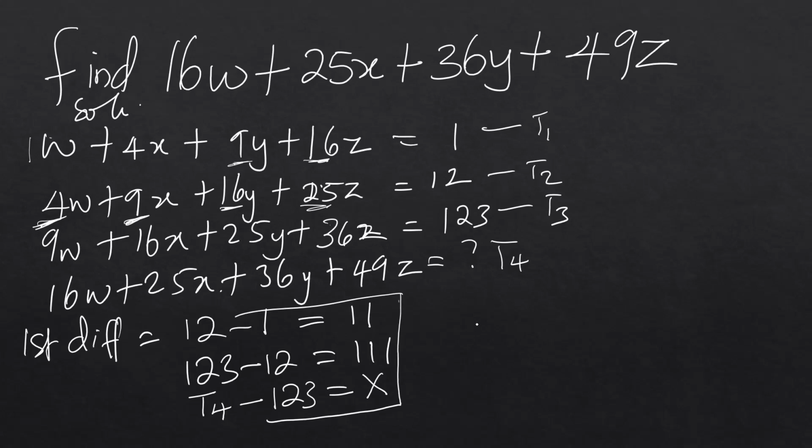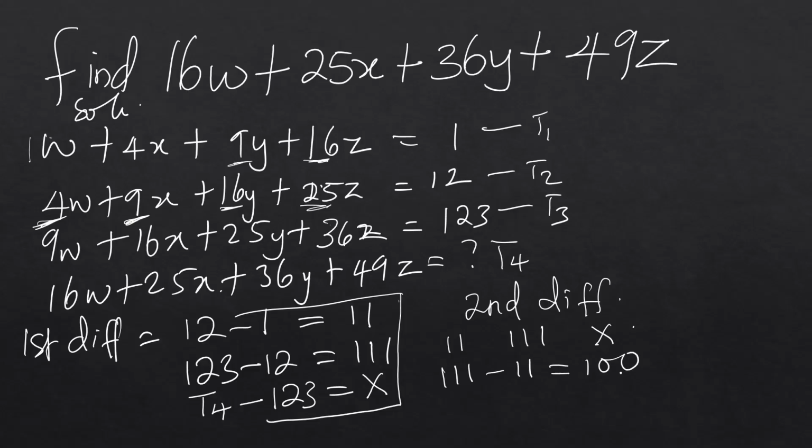Now, the second difference. The second difference is where the answer is. So simply put, we have a new sequence of 1, 1, 1, 1, 1, and the x which is unknown. So 111 minus 11 will give you what? 100. Do you know what that implies? It means that x minus 111 also gives me 100.